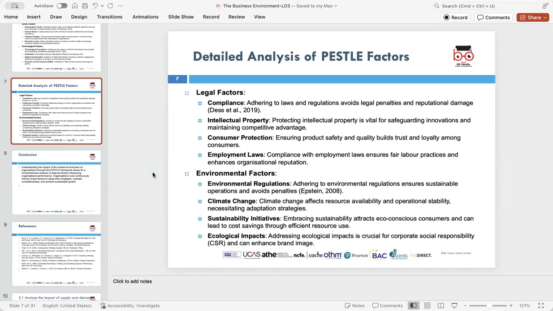Ecological impact refers to the effect of business activities on the natural environment. Addressing ecological impacts is crucial for corporate social responsibility and can enhance brand image. Companies that actively reduce their environmental footprints are often viewed more favorably by consumers and stakeholders.